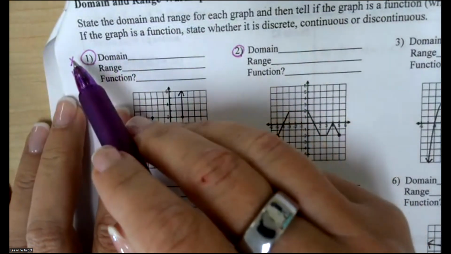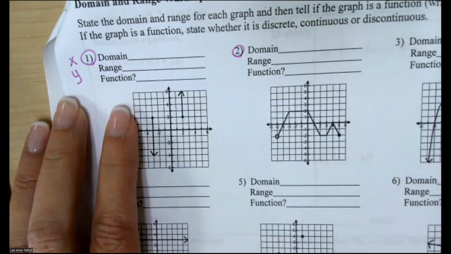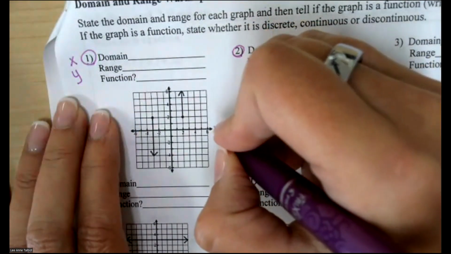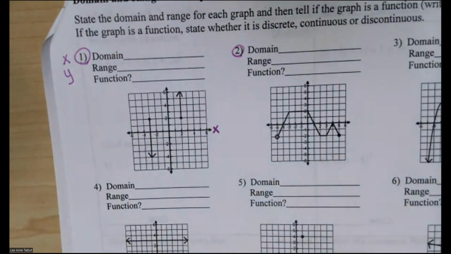Okay, I'm going to remind you that the domain is X and the range is Y. How do I remember that? X and Y is in alphabetical order. Domain and range is in alphabetical order. Okay, this is the x-axis. You're like, oh, I knew that one.